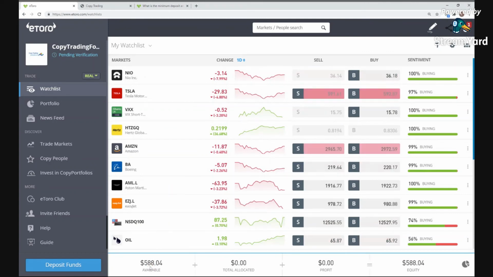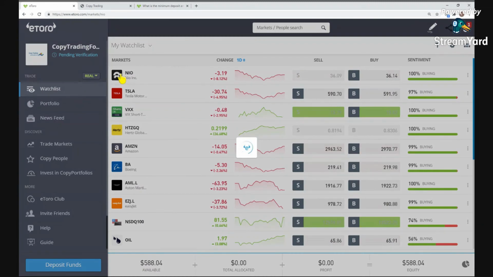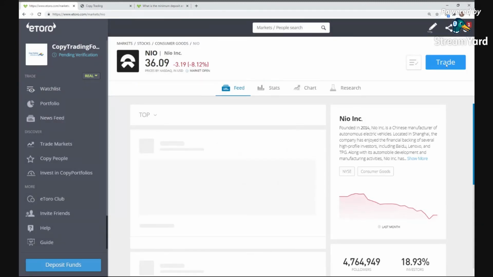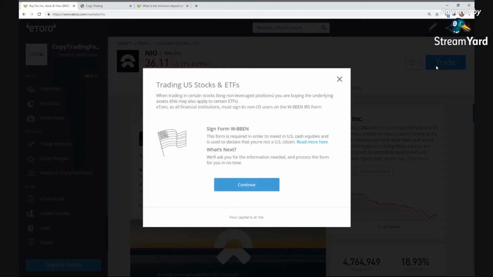So you can see here I have $588 available. If I go in, you can buy stocks, I believe, but it may be best to wait till your account is verified. Okay, let's just see, does it allow me to trade? Trading stocks, okay. You are buying the underlying asset, eToro, okay.